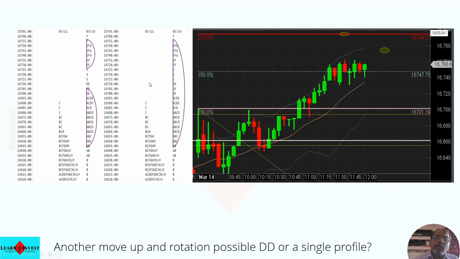So now we need to expect what kind of market it is going to be. So there are two alternatives. One possibility is you have a DD, double distribution, and that double distribution may look something like this, or you will have one full distribution. Okay, so if it is one full distribution, then the market will come all the way down and start testing these morning value areas, and then it will come back and then start rotating.